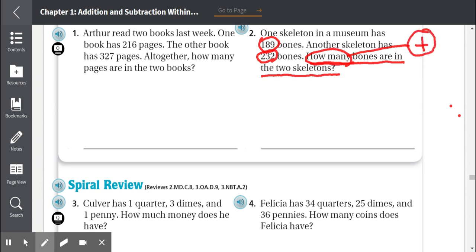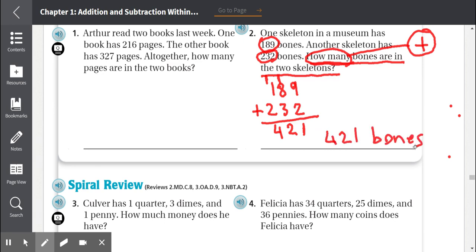Now, let's add the 2 skeletons. The first one was 189. The second one was 232. Now 9 plus 2, 11. We carry our 1. 1 plus 8 is 9. 9 plus 3 is 12. We carry our 1. 1 plus 1 is 2. 2 plus 2 is 4. So 421 bones.